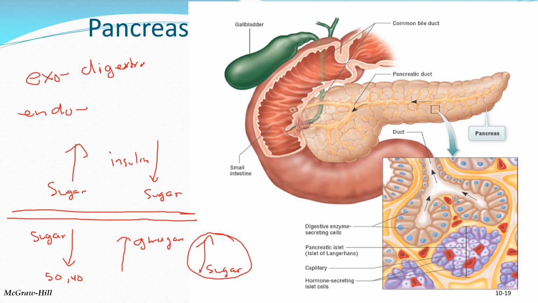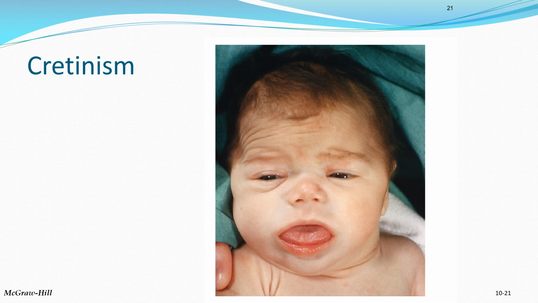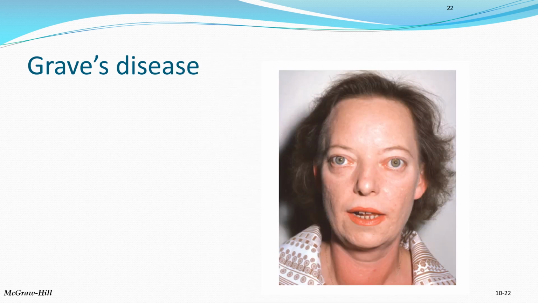On the islets of Langerhans, you have alpha cells that produce glucagon. Beta cells produce insulin. Sugar's bad. Sugar everywhere in your body. Cretinism, deformed thyroid gland or missing at birth. So severe birth defects. Graves' disease, again, thyroid issue.